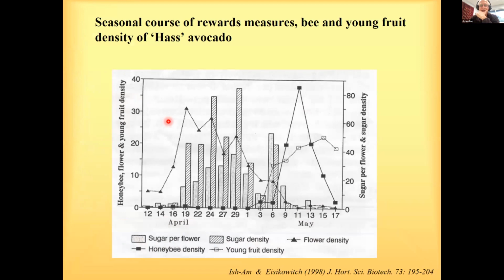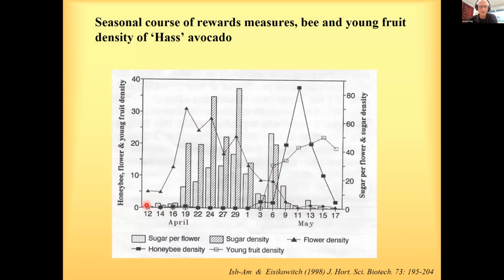Another study that was done in Western Galilee in Israel followed avocado trees. We can see here what he called flower density. This is the curve of flowering. It peaked around the 20th of April, and then it goes down until the middle of May. He looked at the number of bees.